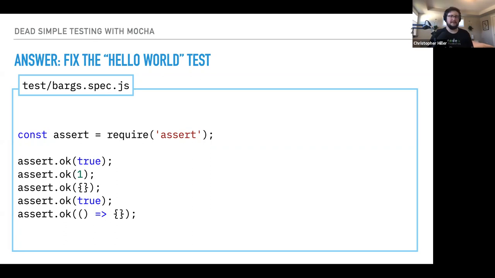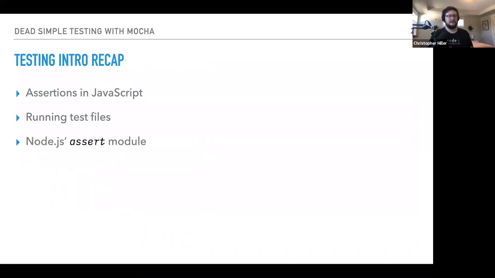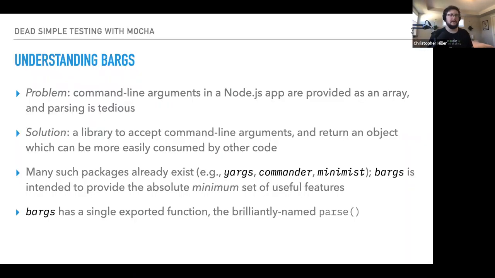And you'll have noticed that we haven't touched bargs. So we're going to look at bargs here in the next section. Believe it or not, we're not even going to use Mocha yet, but here we are. This is what we've learned so far. We've learned about assertions in JavaScript. We've learned how to run a very basic test file. And we've learned about the assert module built into Node. And now we're going to write some more real looking tests.